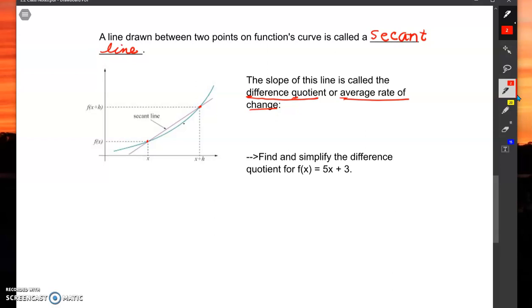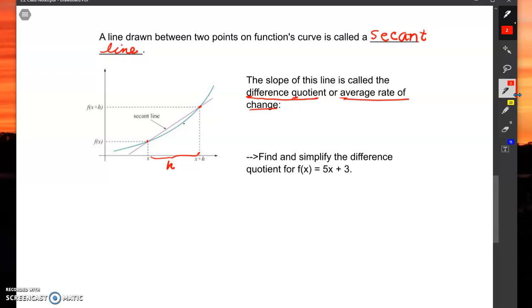This first point we're going to call x, f of x. So that's our point f of x. Now, if we go over some units, and we'll just call it h, we would now be at x plus h. So I've just added h on. We have a second point that is h units bigger.